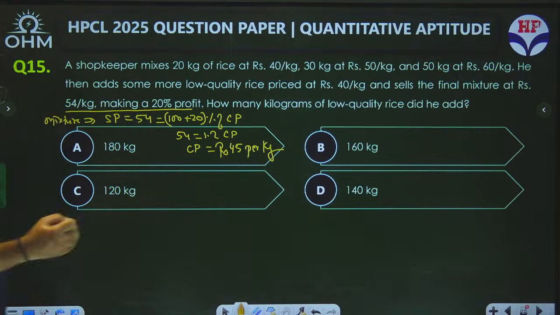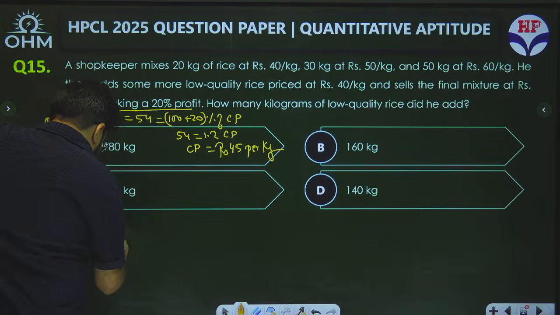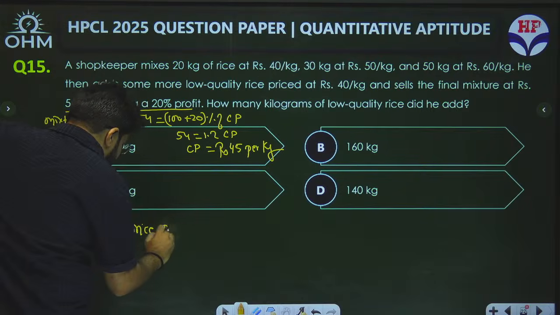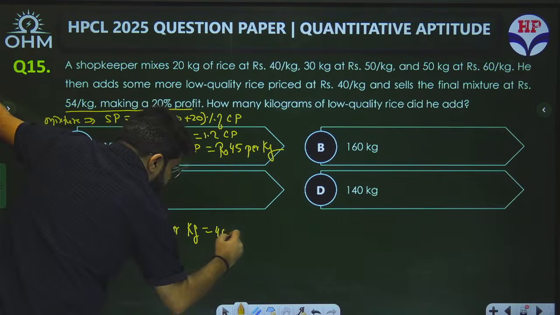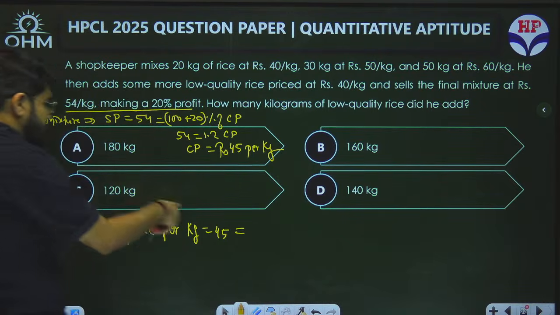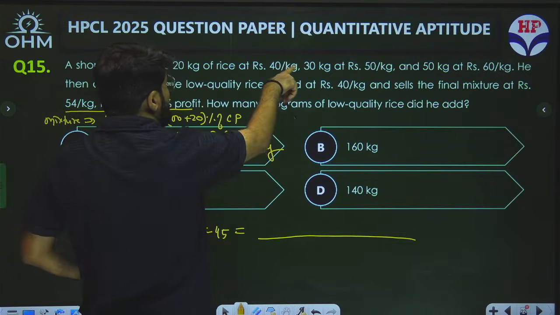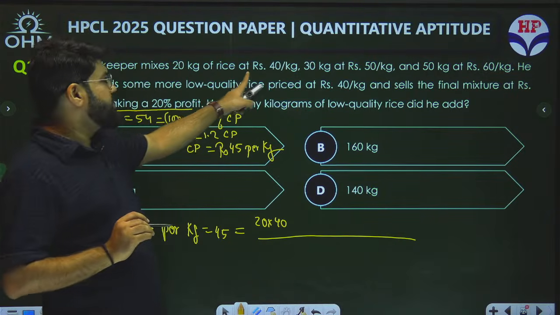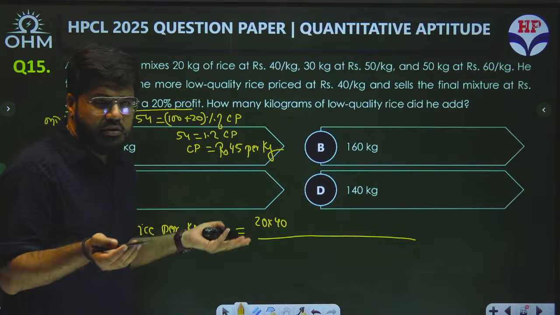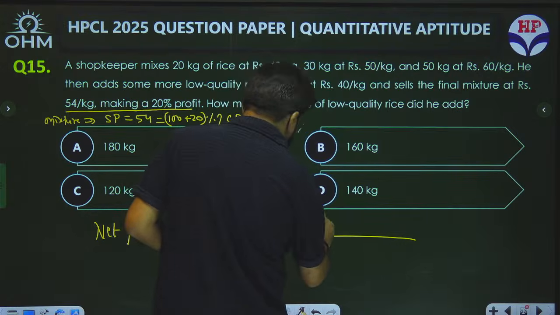And how is it obtained? As per the previous question, I'll write this number directly. The net price per kg is already known to me, 45. And this is obtained by the net price divided by the total kg. What is the net price? 20 kg of rice priced at 40 per kg, so 20 into 40 is 800. Then you buy 30 kg of another rice whose price is rupees 50.